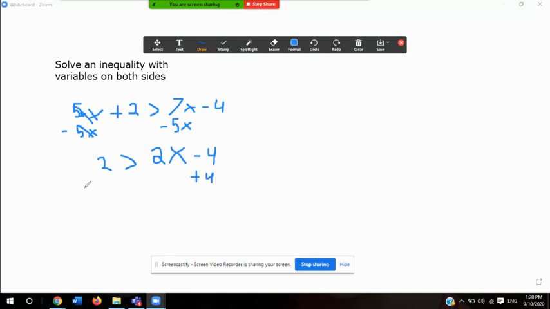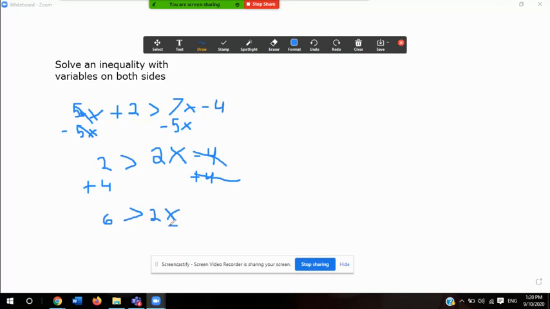And that's just going to be 6. So 2 plus 4 is 6. Obviously, this side cancels out completely. And this would be 6 is greater than 2x. So I divide by 2.